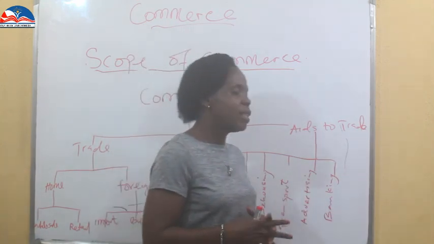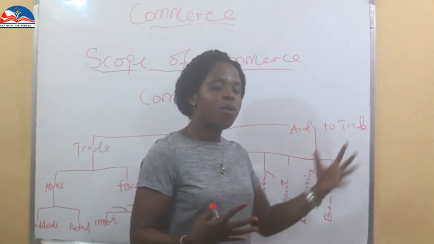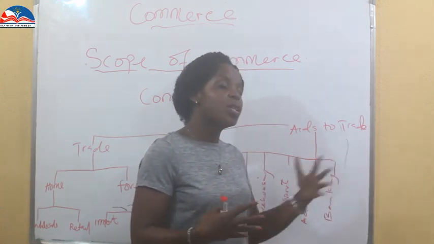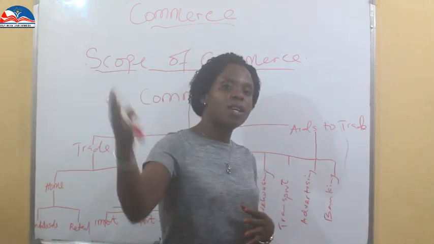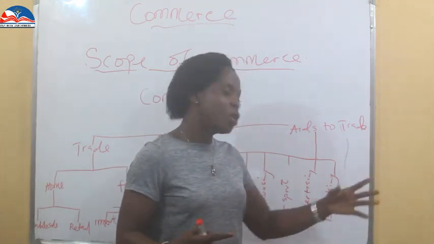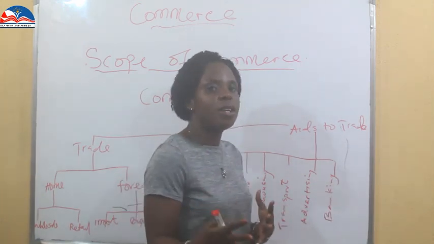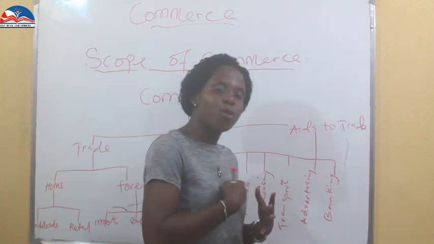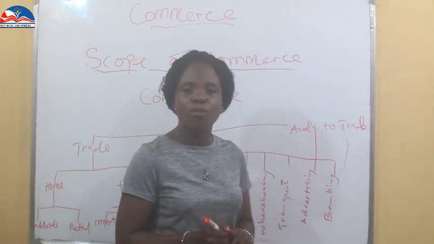Then we have banking. Money changes hands. Without money we can't buy our raw materials, and without money we cannot sell to our final consumers. So the banking system serves as a medium of exchange monetarily to get our money back to us, and for us to get money down to those who give us raw materials for production.